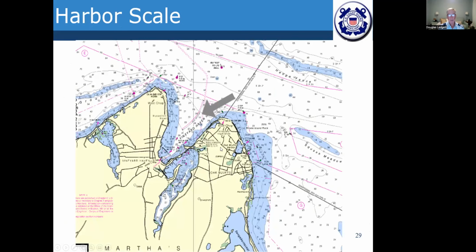So this is an example of a harbor scale. You can tell it's a pretty large projection. If you had a harbor scale, it may have a chart that shows just what is inside this harbor, and this is on Martha's Vineyard. If you look at those figures here, the chart's probably going to tell you these are in feet. So it's very important to know whether you're looking at feet or whether you're looking at fathoms.